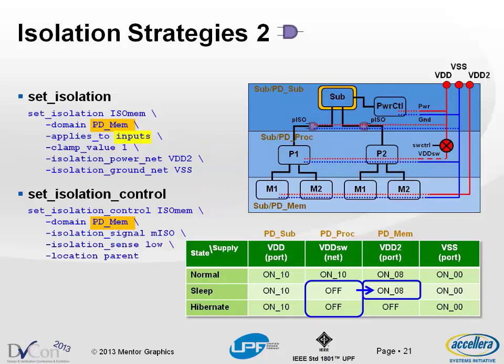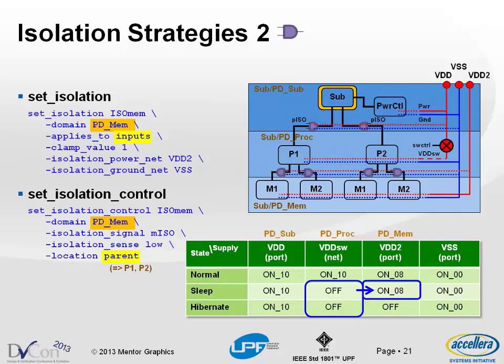In this case, we're going to isolate the inputs to the instances of PD-mem because those are outputs of the above domain. And we're still going to try to put them in the parent domain, which is to say the PD-proc domain where P1 and P2 are. And so you end up with isolation here, and I'm not going to bother trying to show the control signal.